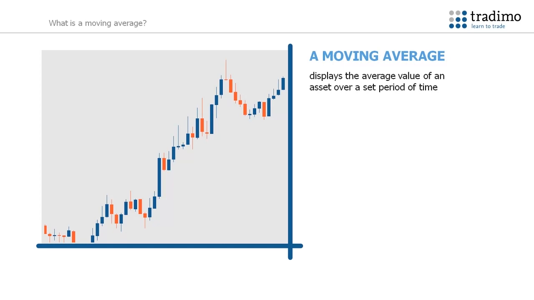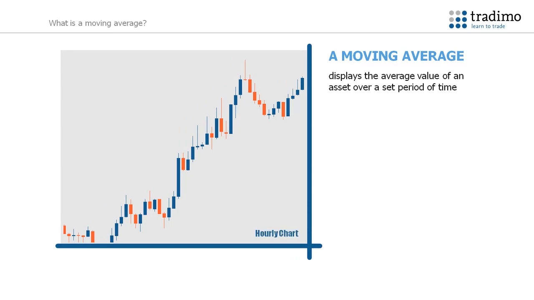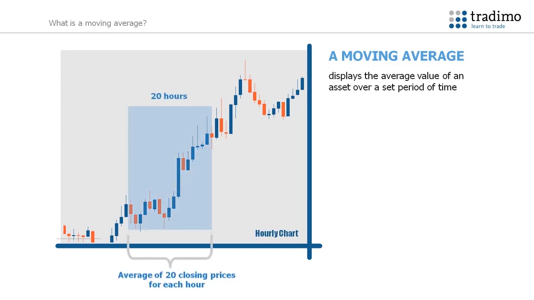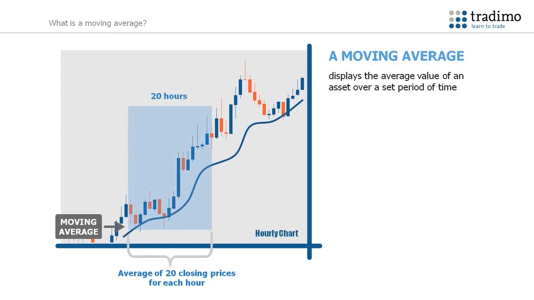In this example, we used a daily chart with a 20-period setting. However, moving averages can be used on any time frame. So, for example, a 20-period moving average on a 1-hour chart will take into account the last 20-hour periods, and so on.